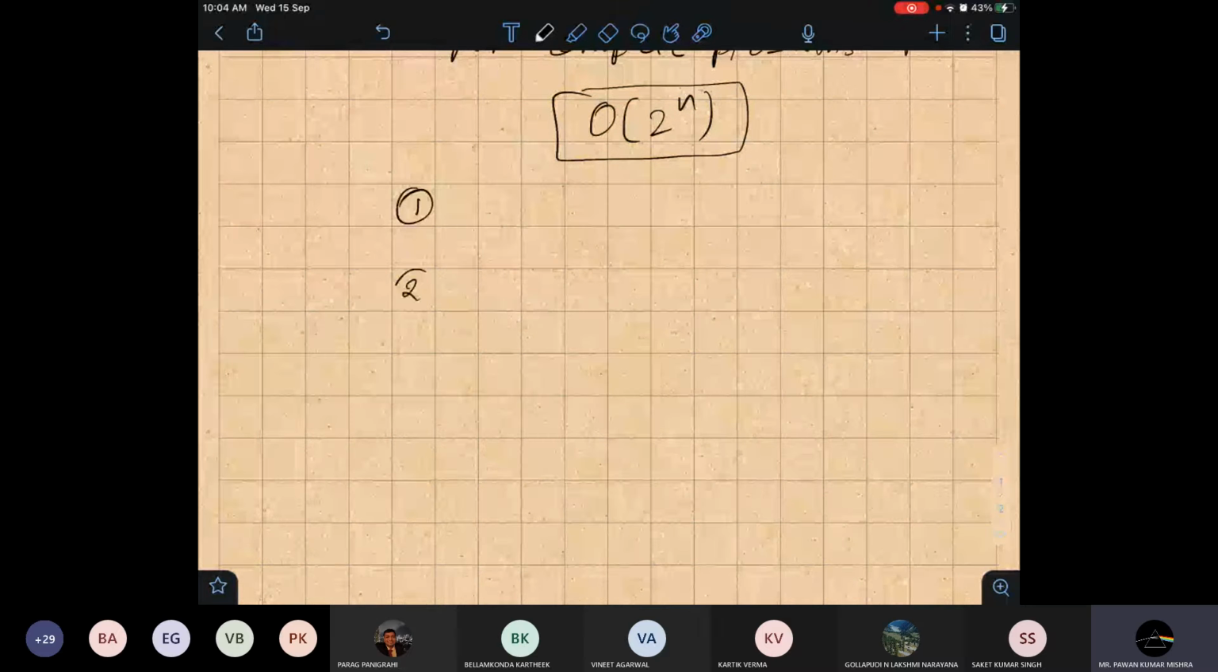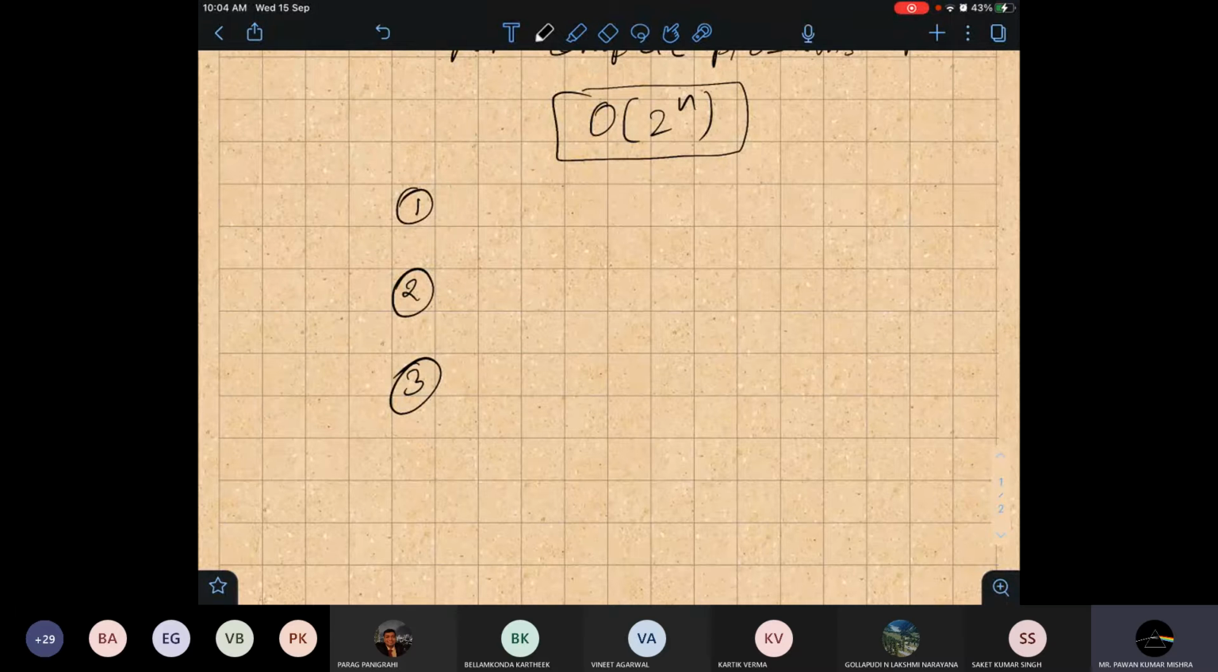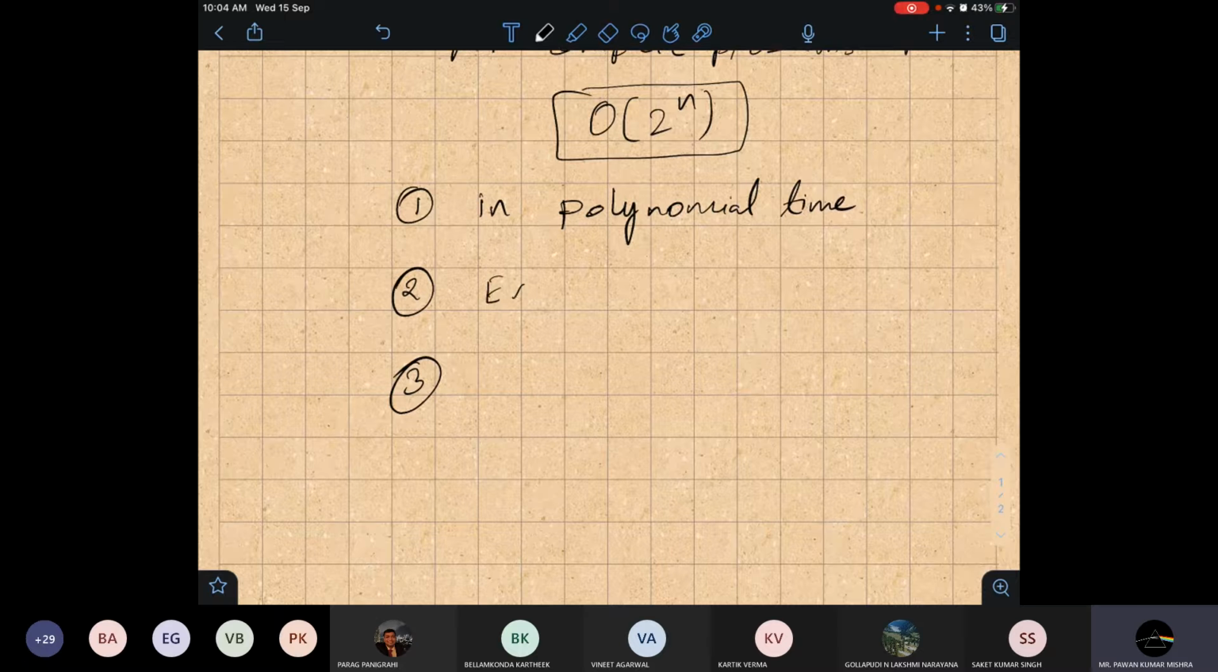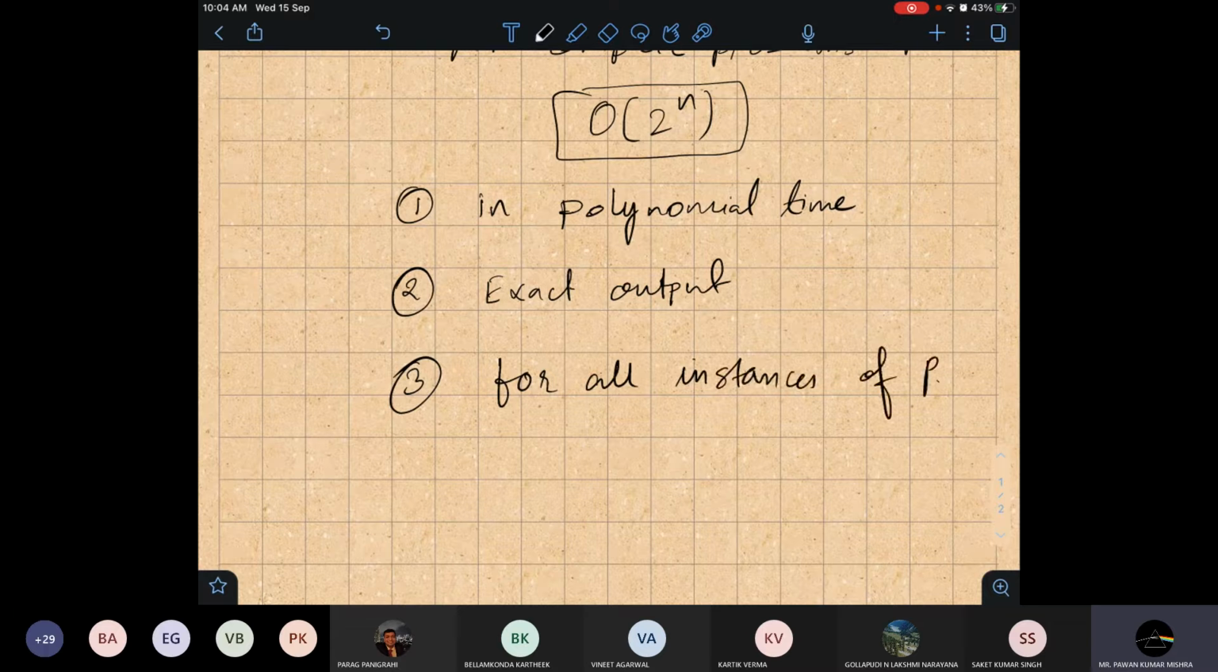Let me write three things related to NP complete problems. We want to solve the problem in polynomial time. Moreover, we want an exact output. And the third factor is that we need to solve it for all instances of problem P. By this I mean that for a given problem, some instances may be very easy and solved quickly, but generally we want to solve it for any instance.